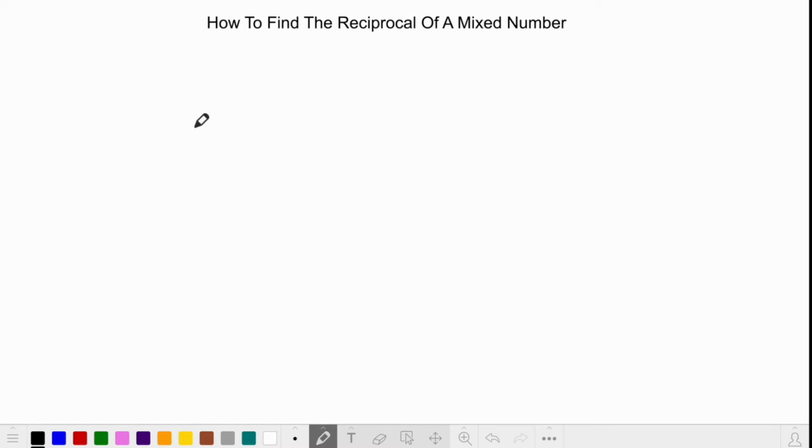In this video I'm going over how to find the reciprocal of a mixed number. Whenever we see the word reciprocal, I want you to remember it in terms of flipping either the whole number or the fraction. So let's jot it down. Flip.